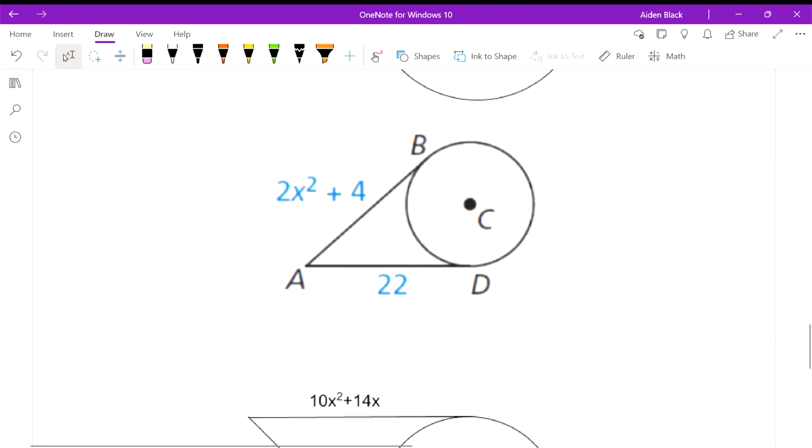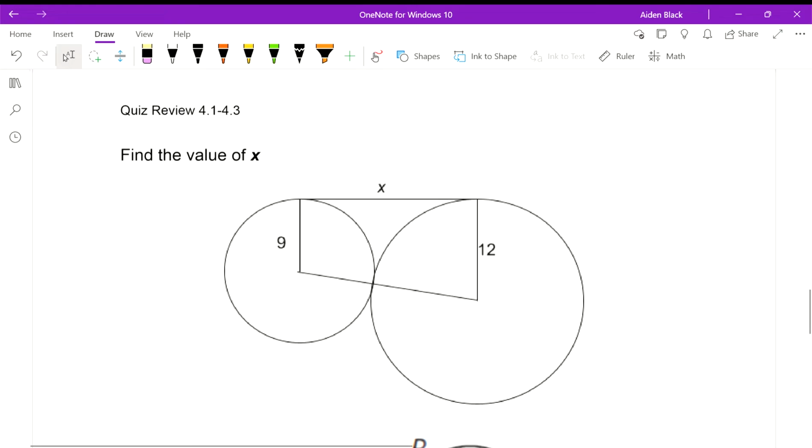Alright, these last 3 questions on the quiz review. The way we solve this problem is we need to construct a perpendicular line right here so that we end up with a rectangle and a right triangle. Here's a right triangle. Let's do this one in green.